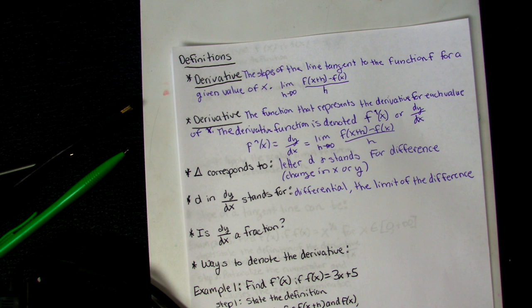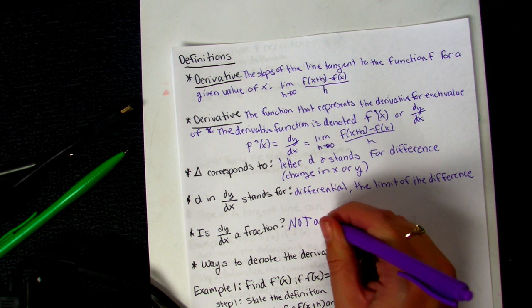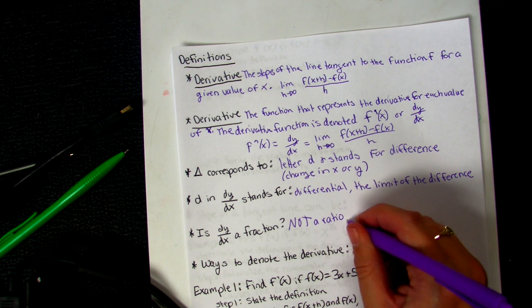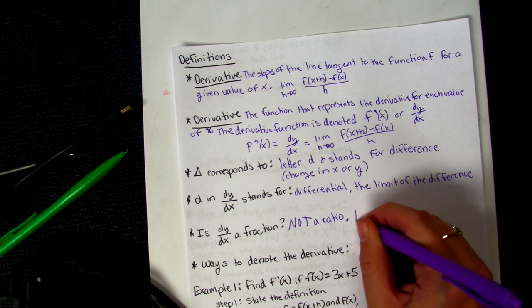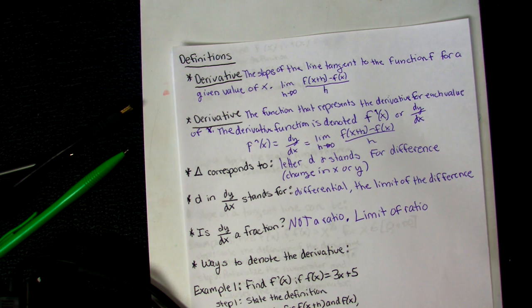So you know that the change in y over the change in x is a ratio, right? That's how we get slope. However, the dy dx, even though it looks like a ratio and it sometimes behaves as a fraction, it is not a ratio, but rather it's a limit of a ratio. So it's not a ratio itself, but it's a limit of a ratio.